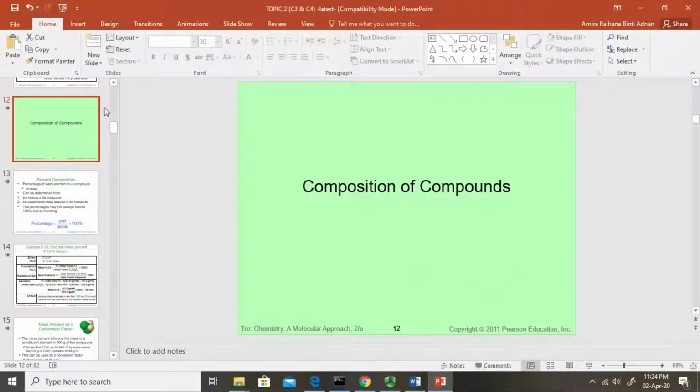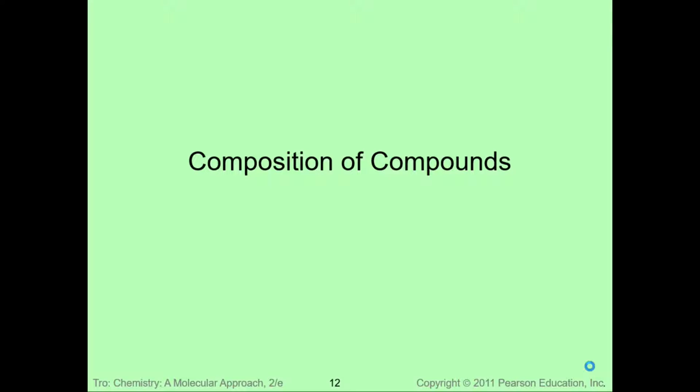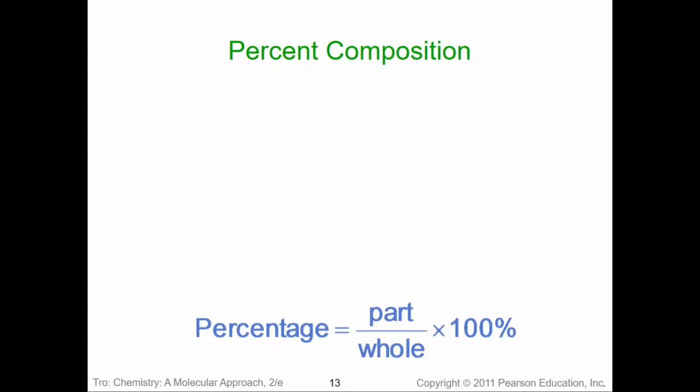Okay, so we continue with the second subtopic. It's about composition of compounds. The first formula is percent composition. Percent composition is part divided by whole times 100%.